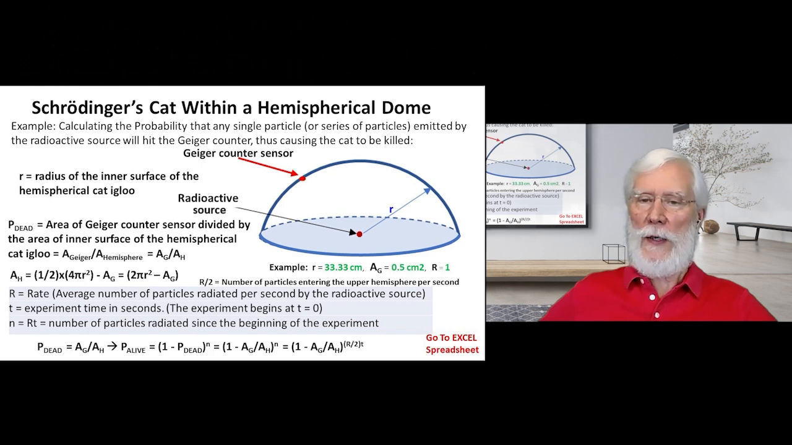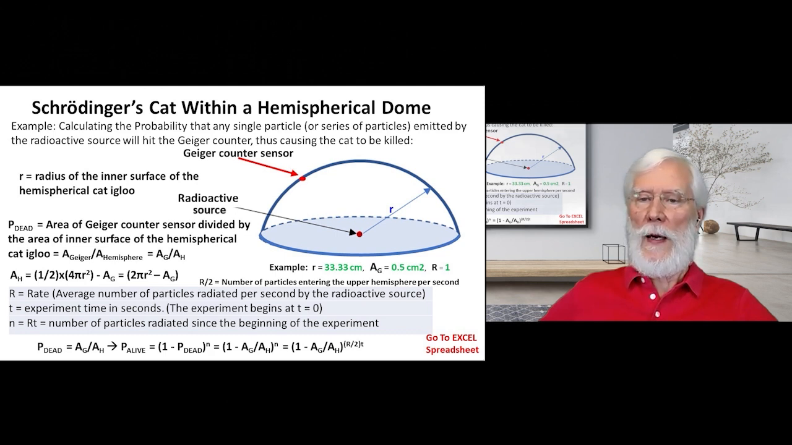We're only going to look at particles that come up into this half of the sphere, this hemisphere. The other particles that fly down out of the hemisphere, we'll just ignore them. That's why I have over here a little R over 2. That's the number of particles entering the upper hemisphere, because R is the number of particles per unit time leaving the radioactive source. Half of them are going to go in the bottom hemisphere. The other half are going to go in the upper hemisphere.